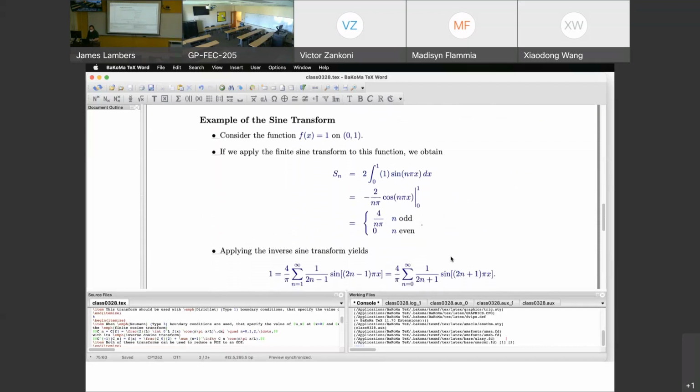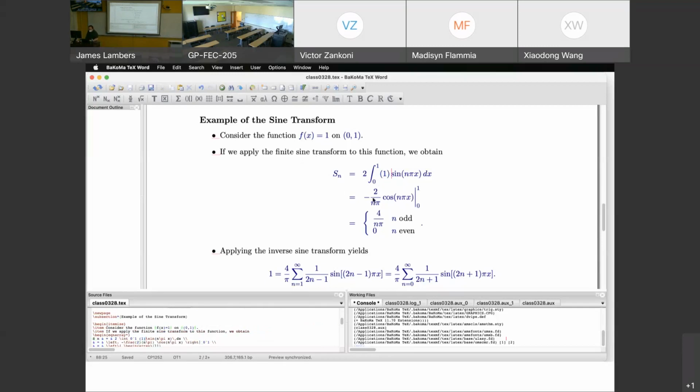Now, to set up an example that I'll do a little later, this is one of our early homework problems, I believe, when we first started doing the Fourier transforms. If you have a function f(x) equals 1 on 0 to 1, then you would get the finite sine transform. So you put our function 1 in here, and then the formula calls for multiplying the integral by 2 over L, but L is 1 in this case.